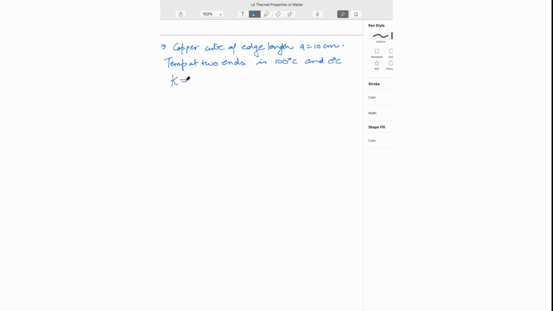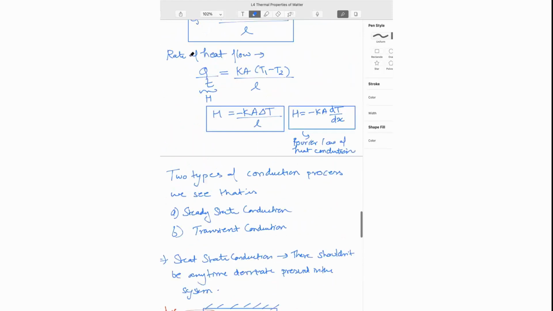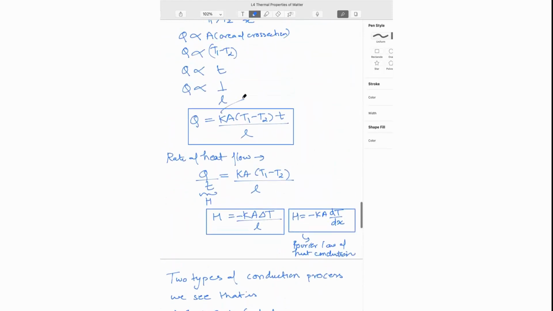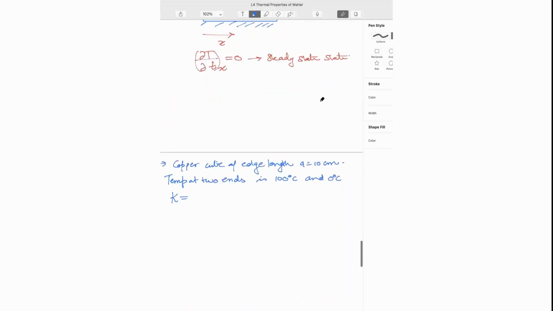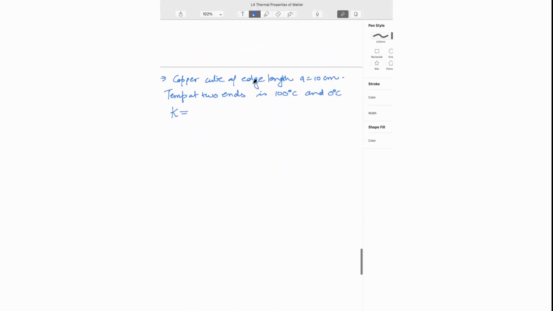Thermal conductivity, I forgot to mention. This K is nothing but the thermal conductivity, the inherent property of the material. Okay, so here, a copper cube of edge length 10 centimeters, with the temperatures at the 2 ends being 100 degrees centigrade and 0 degrees centigrade.